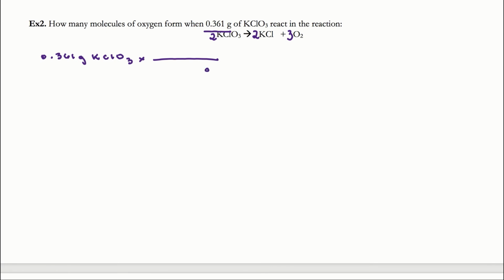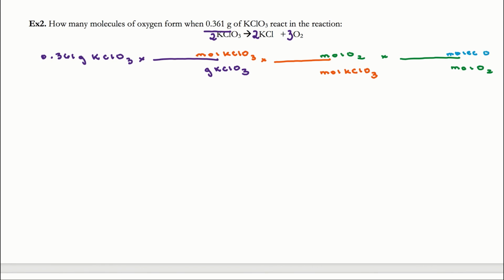So I'm going to put grams of potassium chlorate on bottom, and I'm going to get into moles of potassium chlorate up top. I don't want to stay in moles of potassium chlorate though, so I'm going to do another conversion. I'm going to put moles of potassium chlorate on bottom, and I'm going to get into moles of oxygen first. Now that I'm in moles of oxygen, I can easily get into molecules of oxygen. And so I'm going to do that in my last step. Let's plug in all of my values.